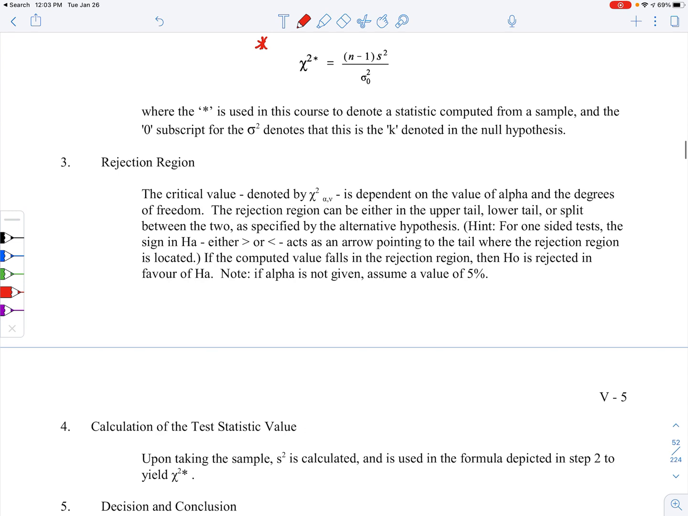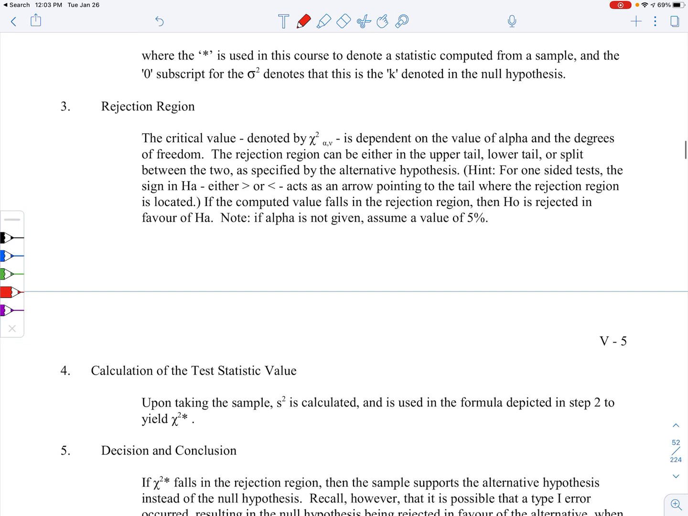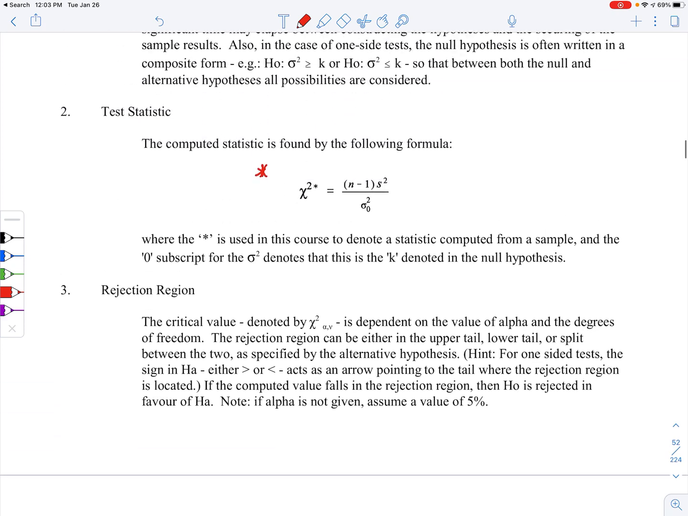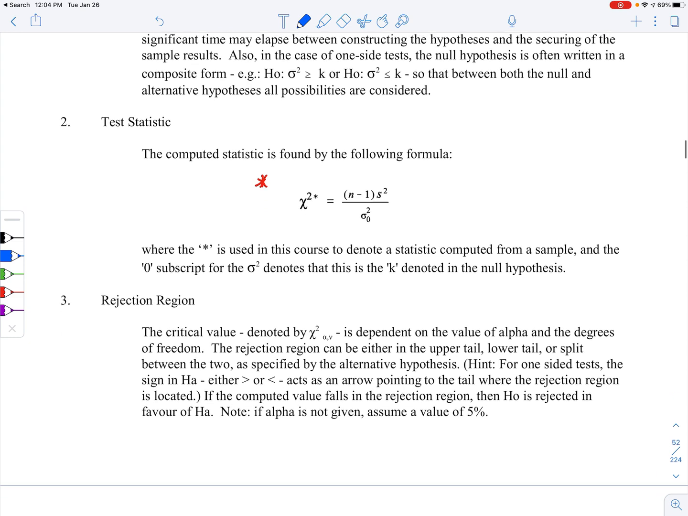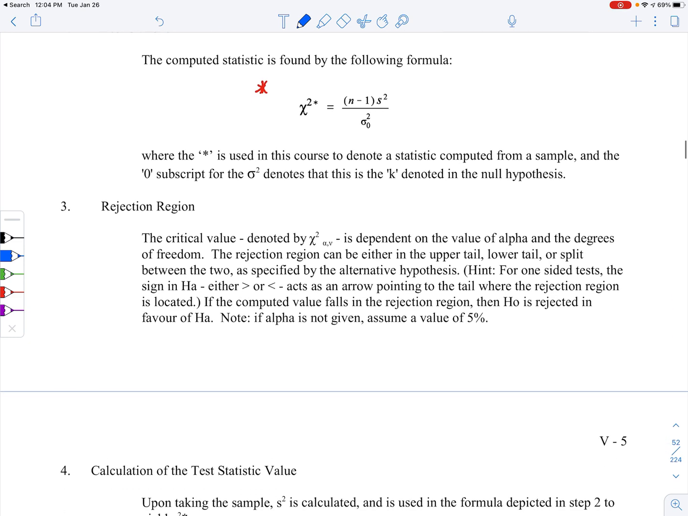The rejection region is, well, think if we were doing this with a Z or a T. We would look at the sign of the alternative hypothesis, and if it points to the left, then we would put the whole alpha in the left-hand side. If it points the other way, of course we would put the whole alpha in the right-hand side. If it's not equal, we would split the alpha in half and put alpha over 2 in each tail. So no different from what we have done in the past there. All right, so that is that.